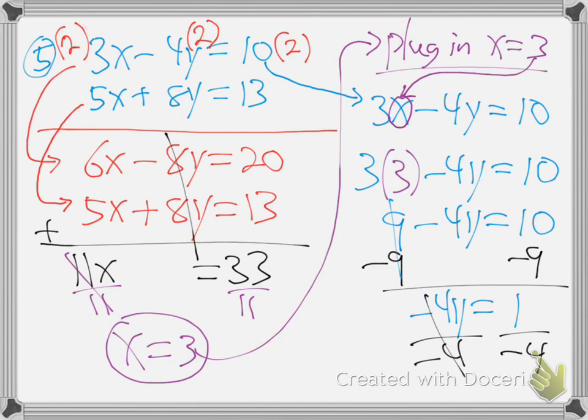Boom, there's y. So the answer is 3 for x, right? X always comes first, then y. 3 comma negative 1/4, that's x, y. With the parentheses and the comma. We good?